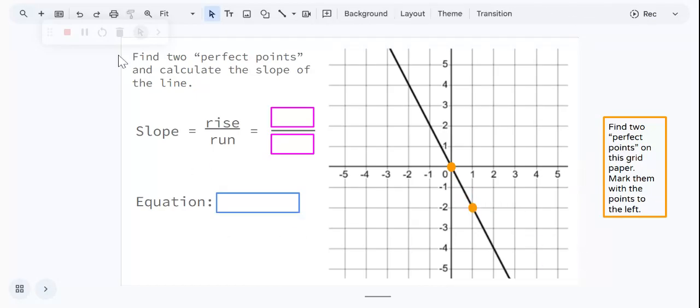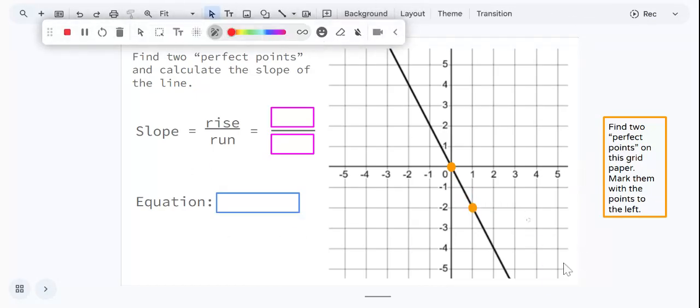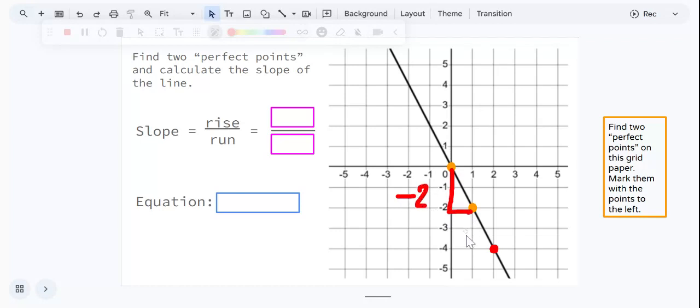Boom. If you wanted to keep going, look, there's another perfect point right here. So what's my fall over run? We're not going up, we're going down. How far down are we going? 1, 2. So down 2 and over 1. And you can see that this works for every perfect point. To get from point to point, it's down 2 over 1.